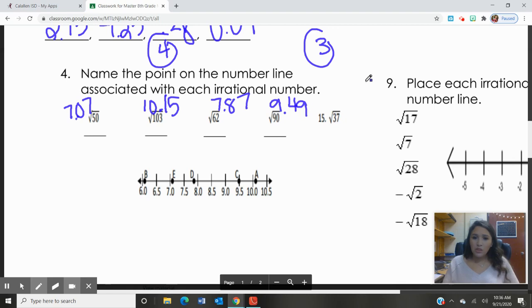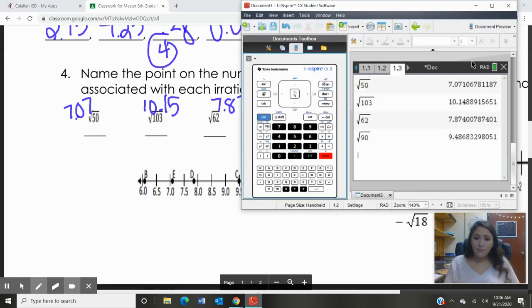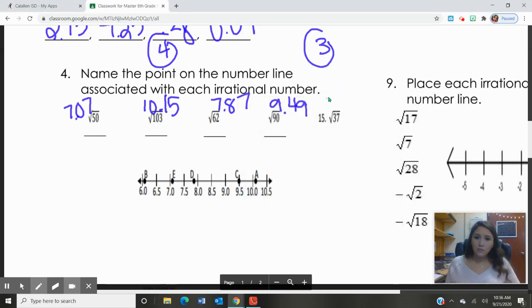And then my next number is the square root of 37. I get 6.08. Okay, so now that we converted all of these to decimals, I can now look at my number line and identify which of these numbers belongs to the letter.